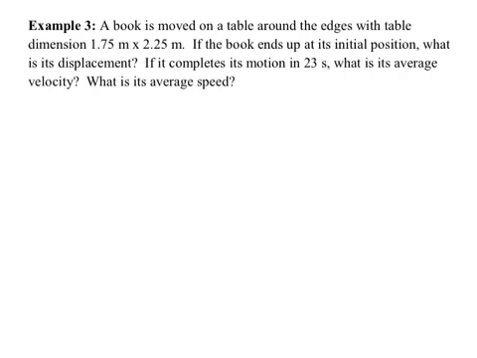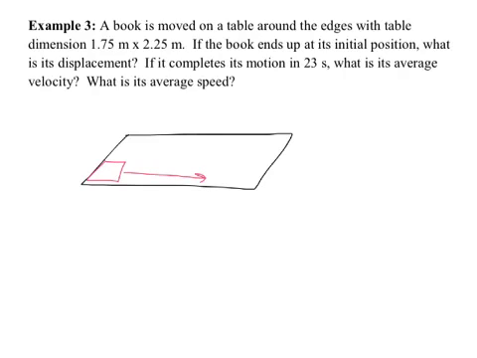Alright, so first we start with, if it ends up at the initial position. So here's the table. Here's a tabletop. Here's your physics book. And the physics book has been moved here, then it was moved here, then here, and then finally back to its original position. So what's the displacement? Well, displacement is final position minus initial position. The final and the initial position are the exact same location, so it has 0 displacement. So part A, displacement is 0 meters.